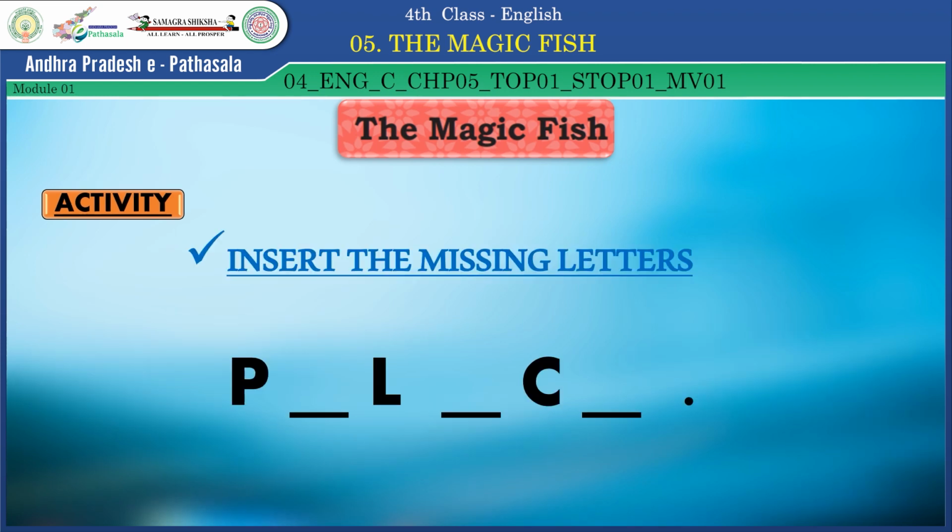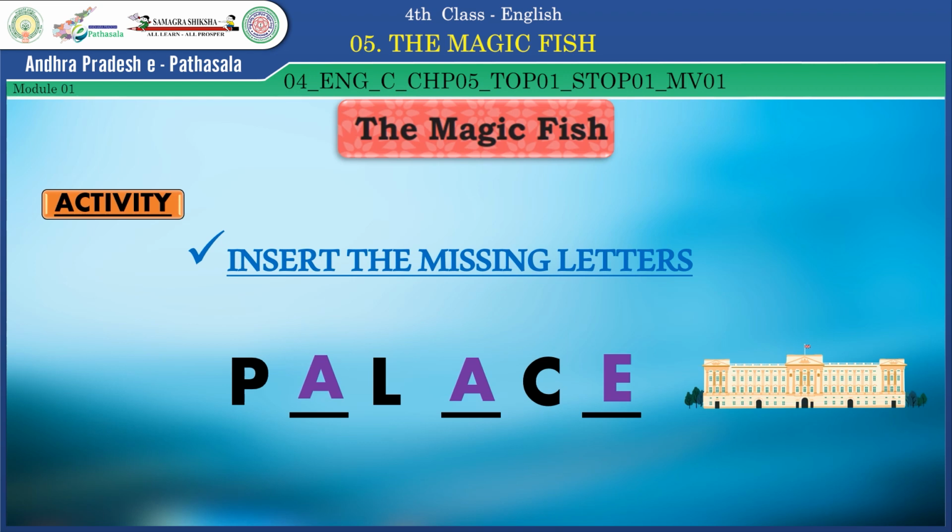Children, here insert the missing letters. In the first blank, A, second blank, A, and in the last blank, E. Yes, correct. It is palace. Now coming to another activity.